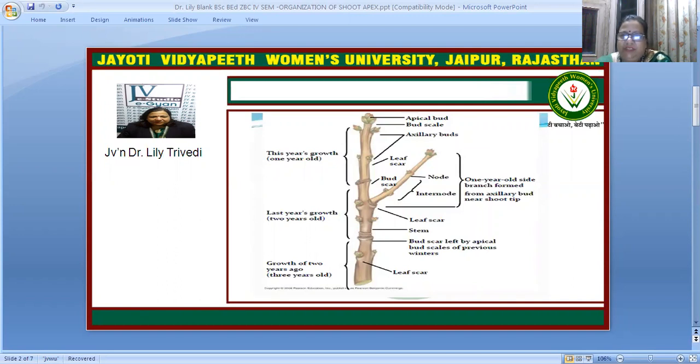This is the first picture, which shows the apical bud or bud scale, the axillary buds, and the leaf scar. This is only one year of growth, and in the leaf scar the bud scar is also seen. In the two-year-old growth we see the nodes and internodes, with the axillary bud formed near the shoot tip. The previous two years of growth also show leaf scars and the stem is thicker, and before that is the three-year-old growth, where leaf scars are present.